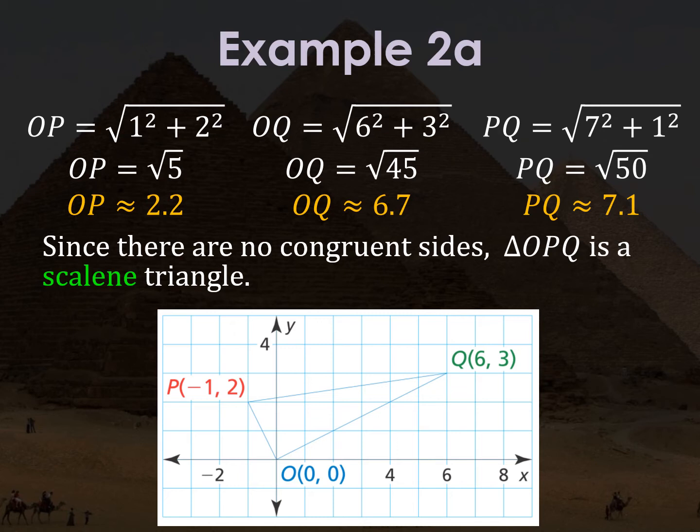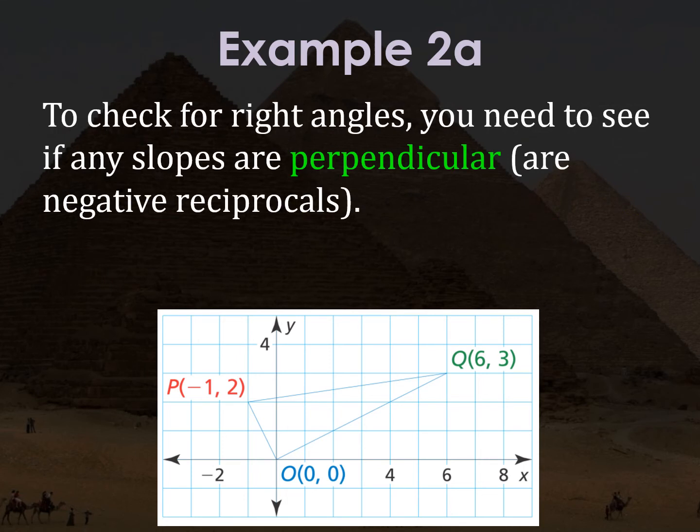You just basically got to see if there are any sides congruent. And if there's a side that's clearly not congruent, like OP, you don't have to worry about actually checking it. Now we're checking for right angles. You want to see if any slopes are perpendicular. So you can look at the angles to see, well, which is the most likely candidate for a right angle? It looks like angle O is the most likely candidate.